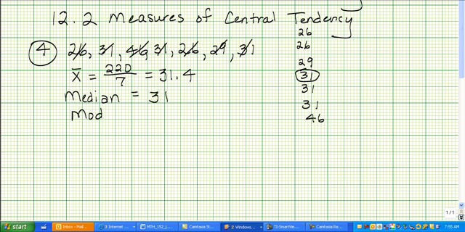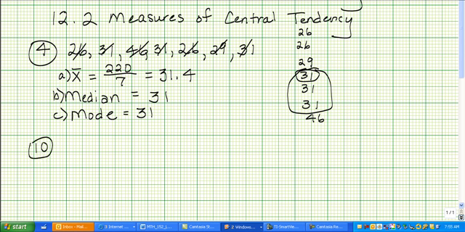Mode is the most frequent value, and that's one thing nice about arranging them in order. We can see there are 3 31s, but only 2 26s, so the mode would only be 31. Okay, so those are the 3 things we're asked to find in these exercises. And let's do one more.